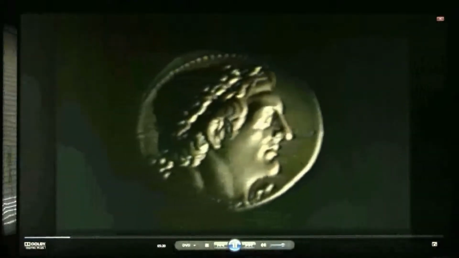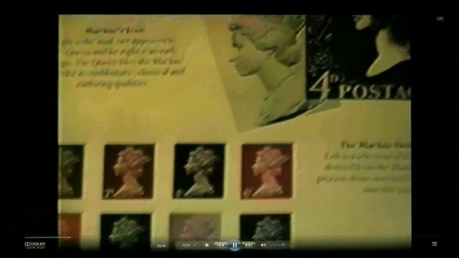Number 17. The ancient pharaohs advertised their power with their image on coins and stone monuments. The power of the queen worldwide is advertised with her image printed on more coins and stamps than any other head of state in history.